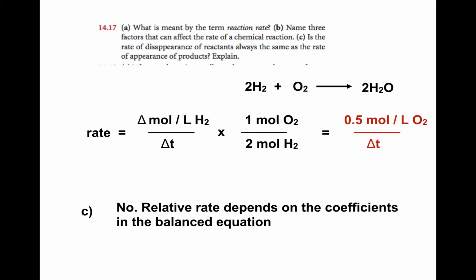So it's going slower. Depending on what you're measuring in the reaction, appearance of products or disappearance of reactants, you'll get a different rate.